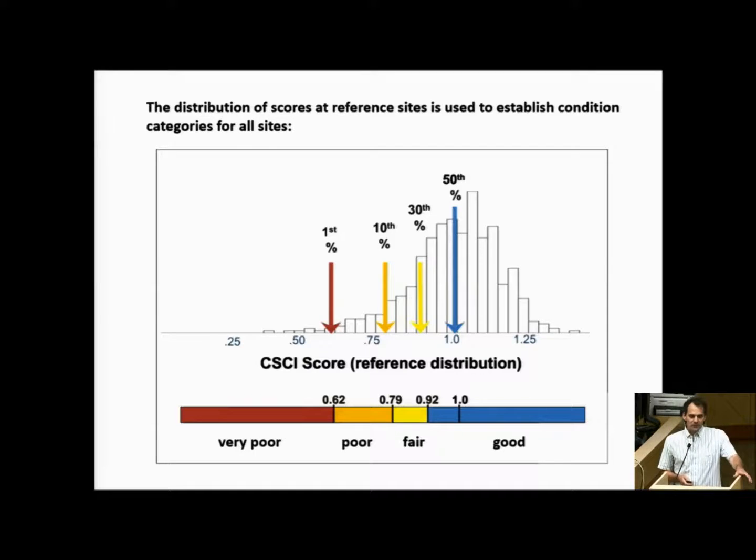We use the distribution of scores at reference sites to establish condition categories for all sites. The CSCI was calibrated so that the mean score at reference sites is 1. Scores above the 30th percentile of the reference distribution are considered to represent good biological condition. Scores between the 10th and 30th percentiles represent fair biological condition. Scores between the 1st and 10th percentiles represent poor biological condition. And then scores beneath the 1st percentile of the reference distribution represent very poor biological condition.